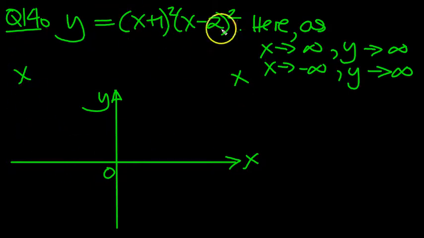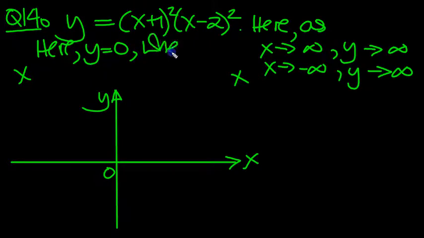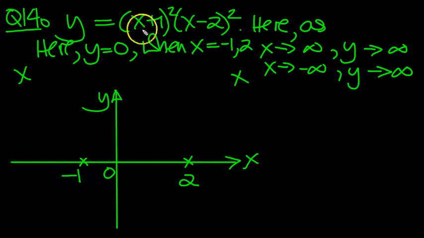We can see that this is squared and squared. Let's get the roots first of all. So y equals 0 when x equals, put in minus 1 in here and you'll get a 0. And put in 2 here and you'll also get a 0 times something which is 0. So minus 1 and 2.